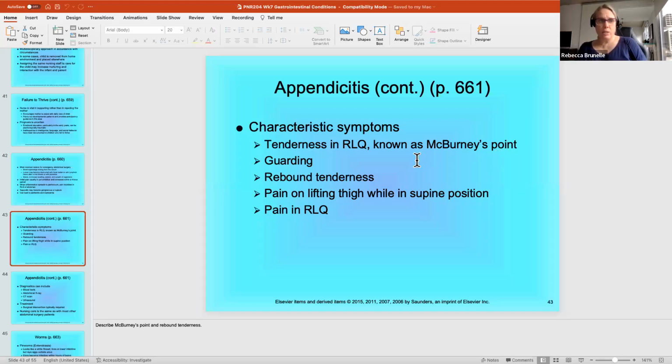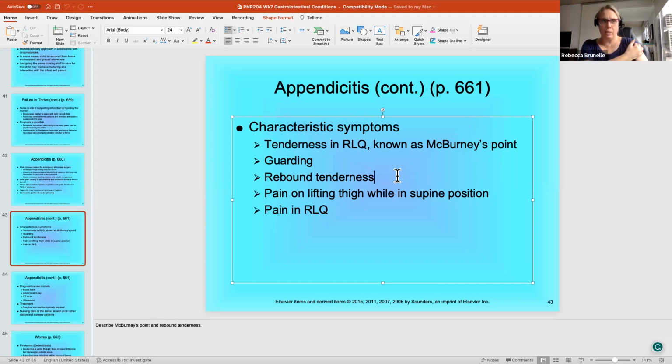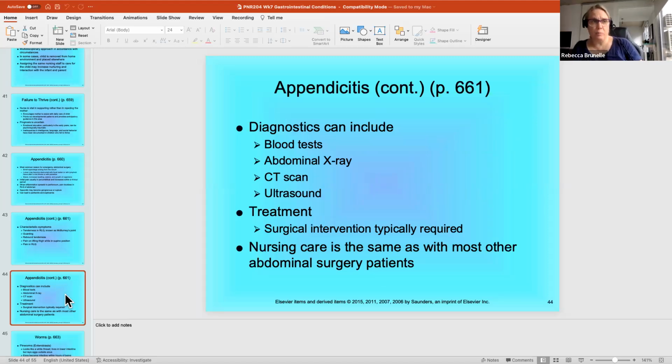So guarding means that they don't want you to touch their abdomen. Rebound tenderness, when you press down, it's not as painful, but then when your hand comes back up, that's when they have the pain. And then if they're in the supine position and you lift their leg, that's painful. And then the primary thing is this right lower quadrant, which is the McBurney's point. So if they have appendicitis, they do need to have it removed.